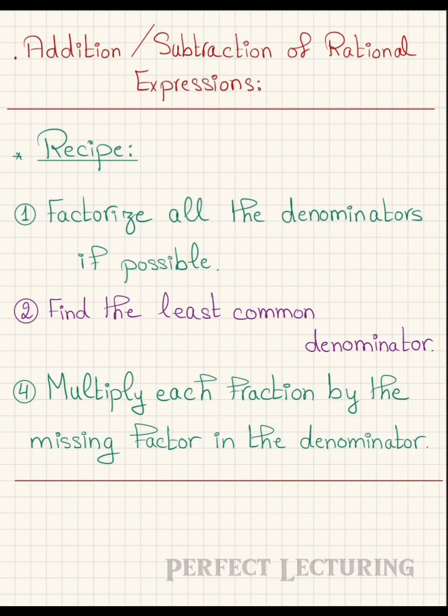All right. Now to add or subtract rational expressions, all we have to do is what we usually do when we add or subtract any two fractions. In other words, we have to find a common denominator. So all you have to do is just to apply this recipe. First of all, I factorize all the denominators if possible. Then we find the least common denominator. And finally, we multiply each fraction by the missing factor in that denominator.